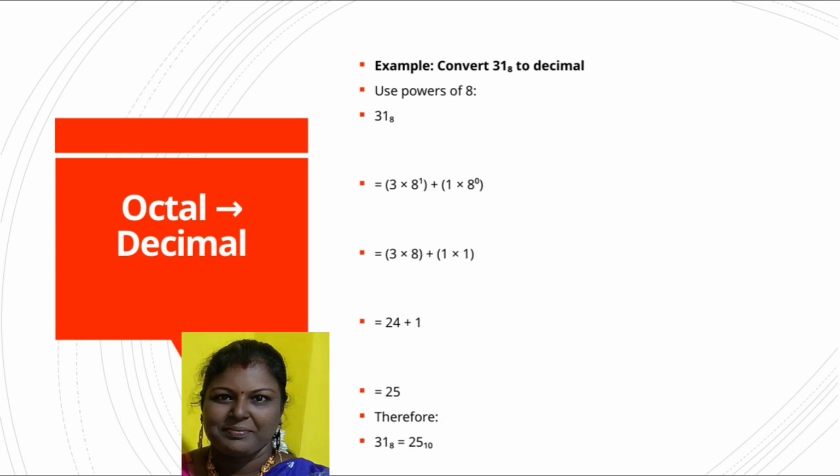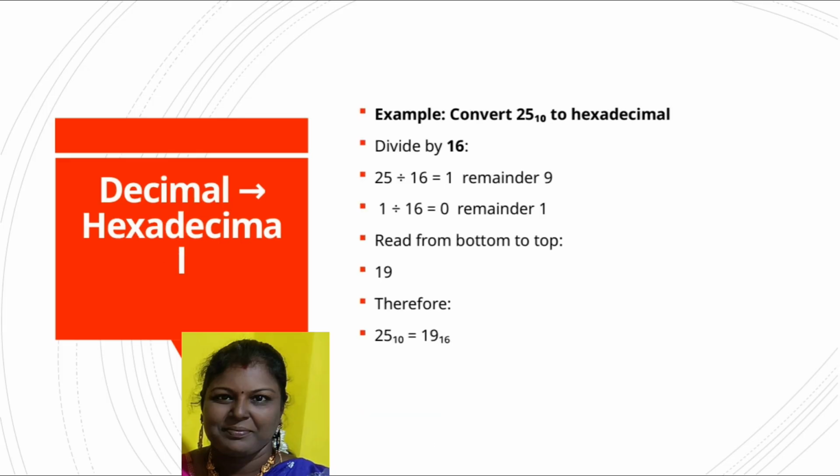Let's walk through converting the decimal number 25 into hexadecimal. We start by dividing 25 by 16. That gives us 1 with a remainder of 9. Then, we divide 1 by 16, which goes 0 times with a remainder of 1. Now, to get the hexadecimal value, we read the remainders from bottom to top. That's 1 followed by 9. So, 25 in decimal is 19 in hexadecimal. It's a simple process once you get the hang of it.